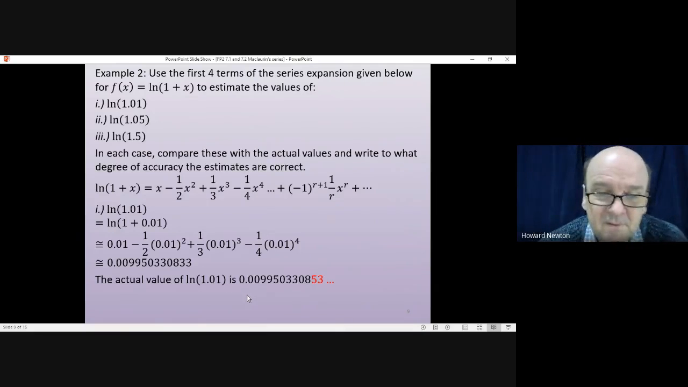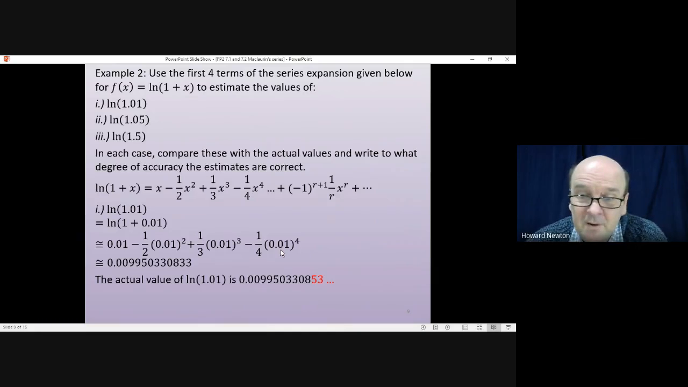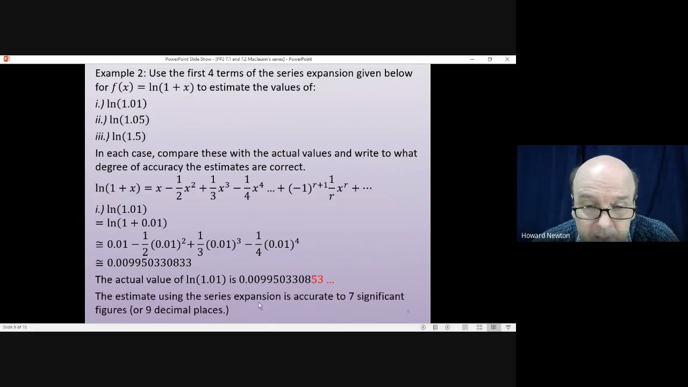Now, the reason for that is these series have powers of x where the power goes up by 1 each time. And x is such a small number. So as we take higher and higher powers of it, it very, very quickly becomes extremely small. And each further term becomes negligible. So in this instance, the estimate, just using the first 4 terms of the series, is actually accurate to 9 decimal places or 7 significant figures.